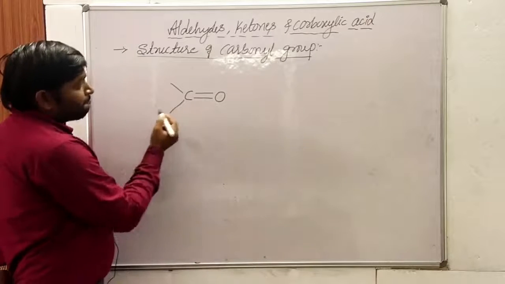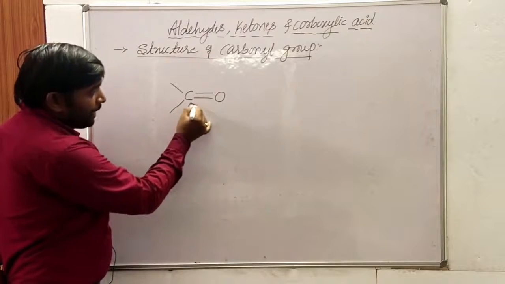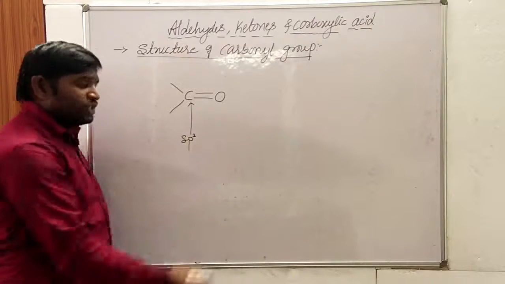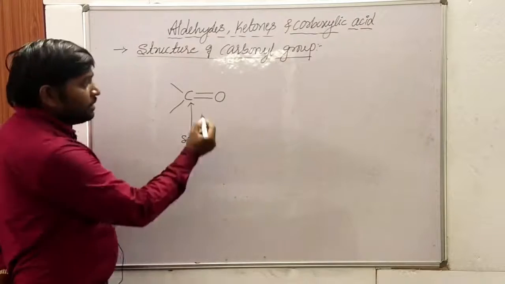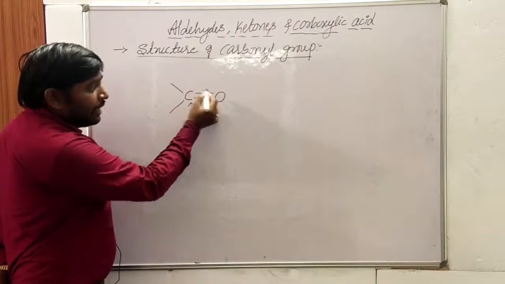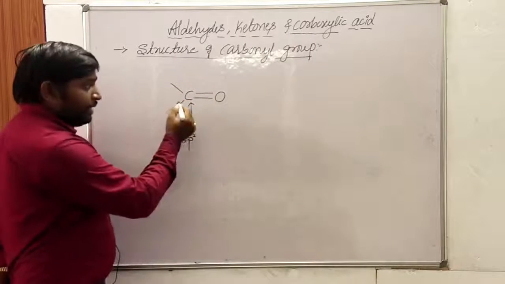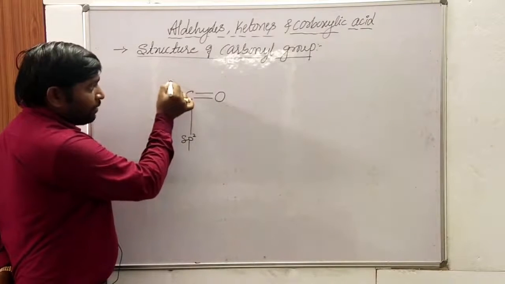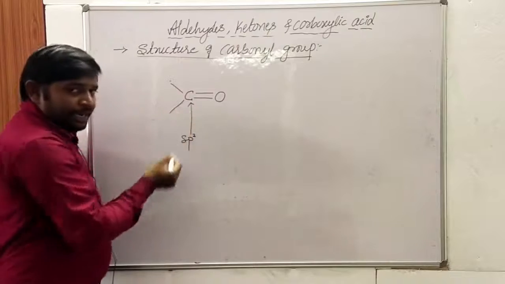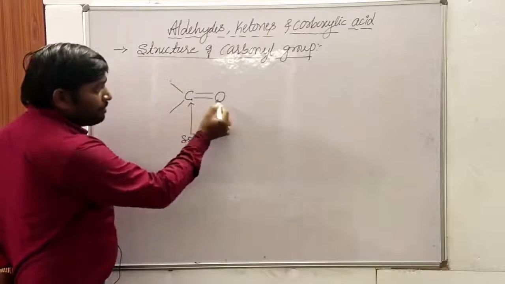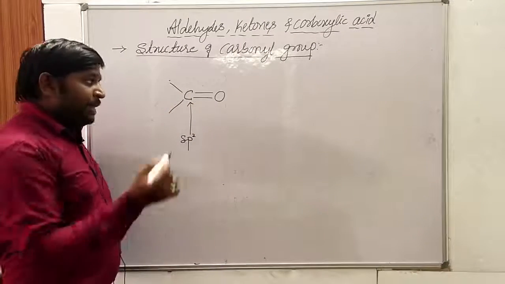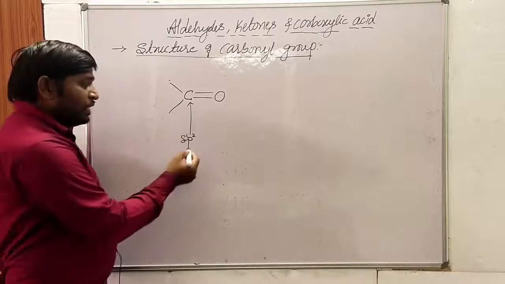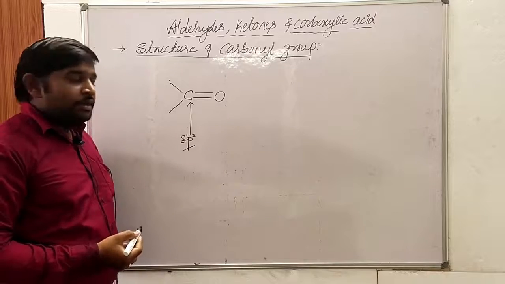Now, what is the hybridization of this carbon atom? The hybridization of this carbon atom is sp2. Why? Because this carbon atom is connected to three atoms: to oxygen, and to a hydrogen or alkyl group on each of the other two positions. That's why there are three hybridized orbitals, that is, one s orbital and two p orbitals.